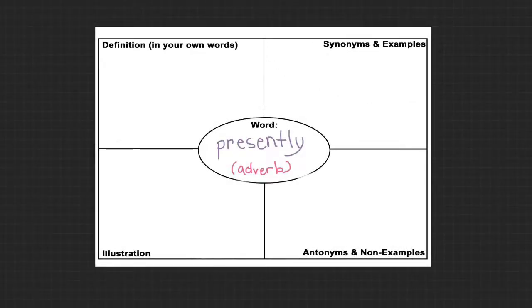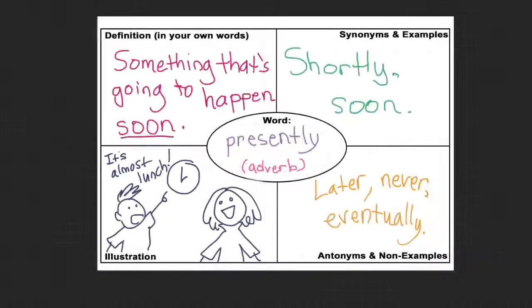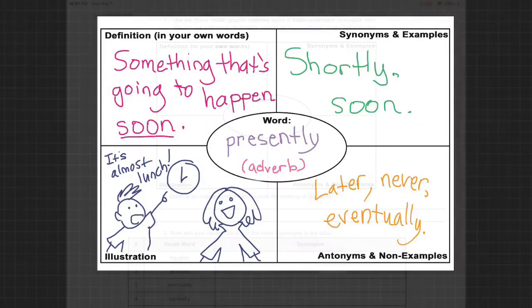I'm going to go ahead and show you what the finished example would look like. Again, for my examples in the previous clips, I've used the word presently, which is an adverb, and I looked it up in the dictionary to find that out. Once I've looked it up in the dictionary, I put the definition, soon, something that's going to happen soon, in the upper left box. Synonyms, shortly and soon, which I took from the dictionary and put right there. Bottom right, later, never, eventually, which you just saw on thesaurus.com, and then I made a little comic strip to show the meaning.